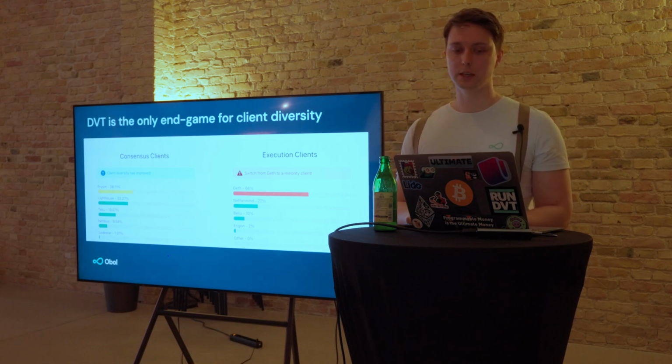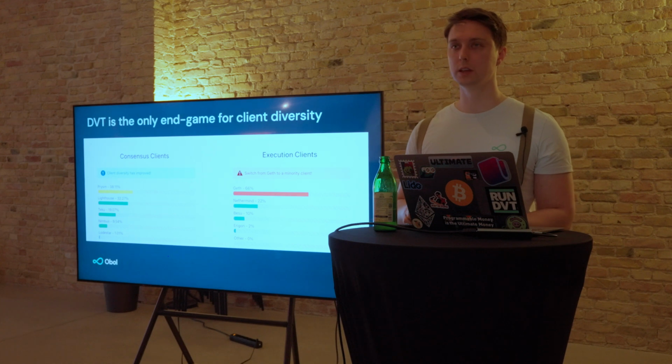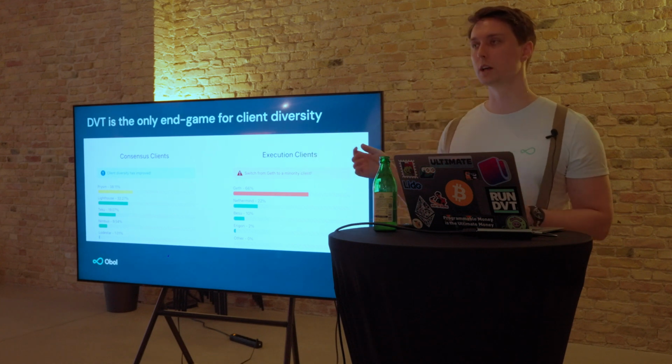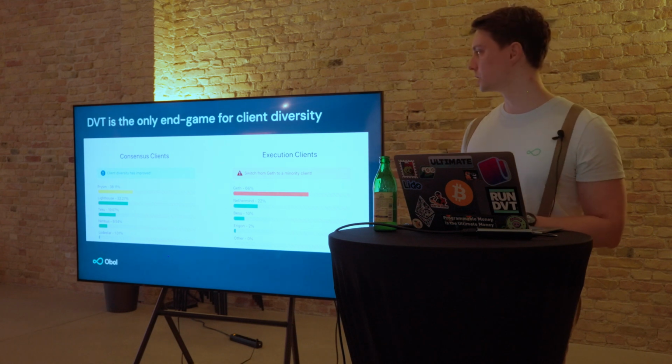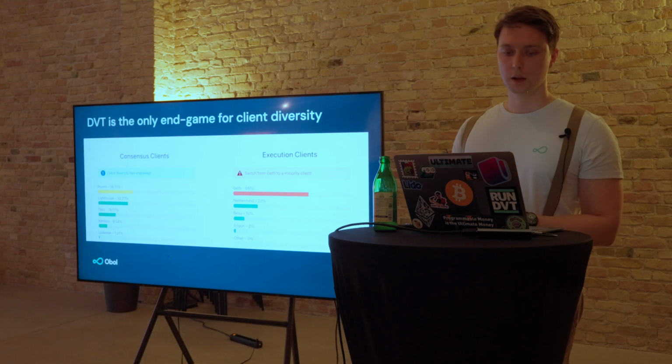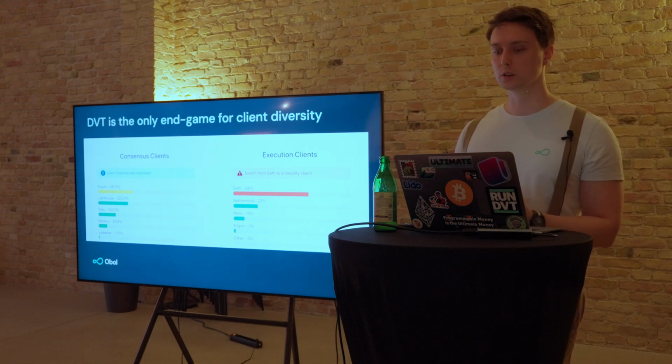And basically I'm making the case here that if you imagine we have 5 consensus clients and 4 execution clients, the best case scenario is that stake is divided evenly amongst those. So what does that mean? If we have 5, that means 20% of stake is with each. If we have 4, that means 25% of stake is with each.